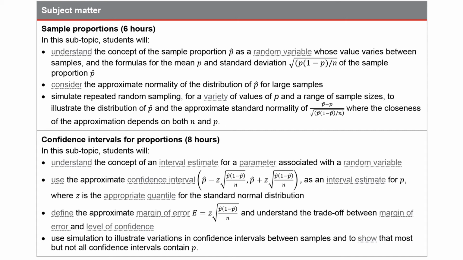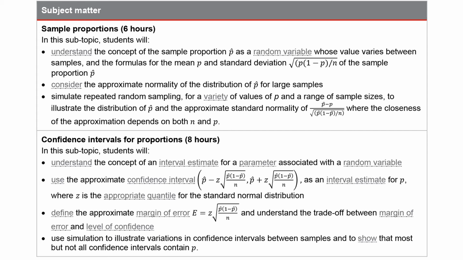and we need to understand that it's got a mean, mu, and it's also got a standard deviation, and that standard deviation is dependent on the number of items in the sample. We need to also understand the normality of the distribution of the sample proportion for large sample sizes. We have to do some simulations representing sample proportions.